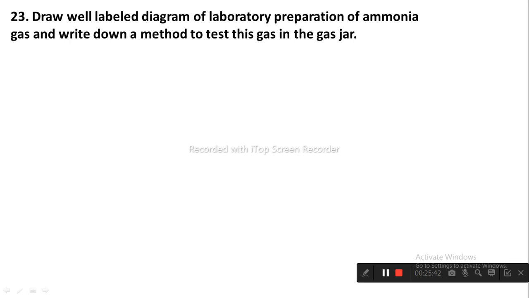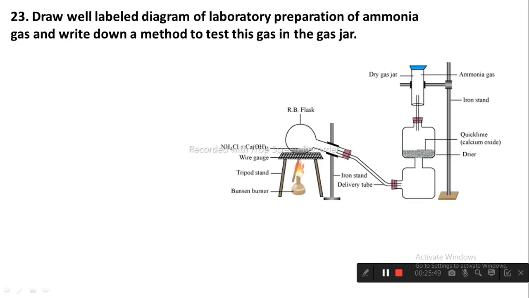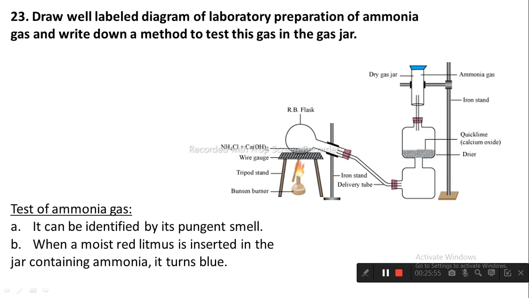Draw a well-labeled diagram showing the lab preparation of ammonia gas and write down the method to test this gas in the gas jar. This is the labeled diagram for the preparation of ammonia gas. This ammonia gas can be identified by its pungent smell. When a moist red litmus paper is inserted in the jar containing ammonia, it turns blue.